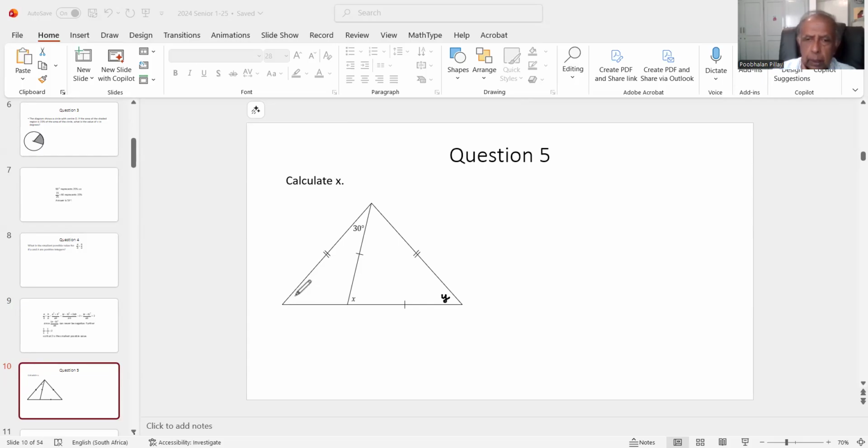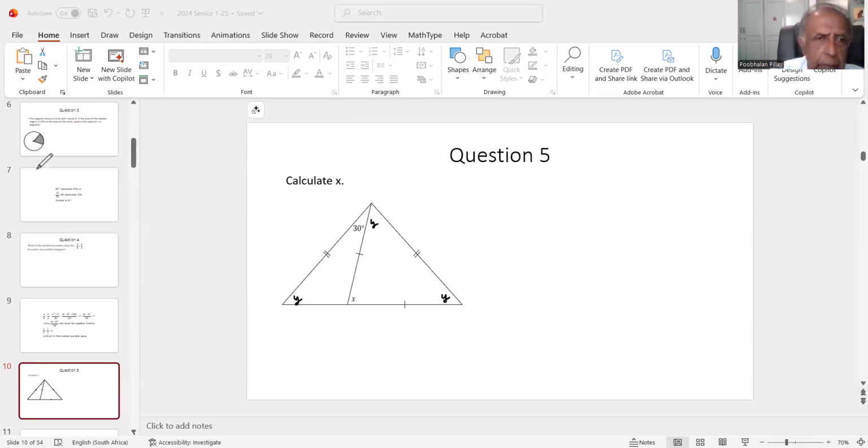So this is y. Yeah, so these two are equal, so therefore these angles are equal. The large triangle is isosceles, but the right-hand triangle is also isosceles. So if this is y, this is y also. So what happens here is that x is y plus 30 because it's the exterior angle of a triangle.